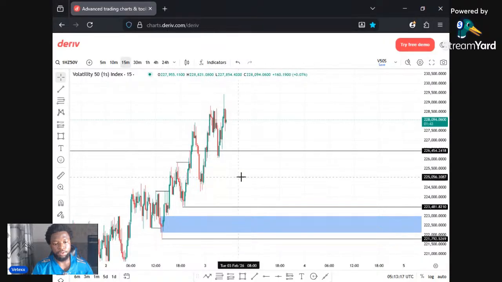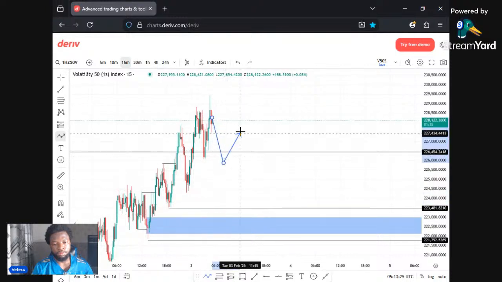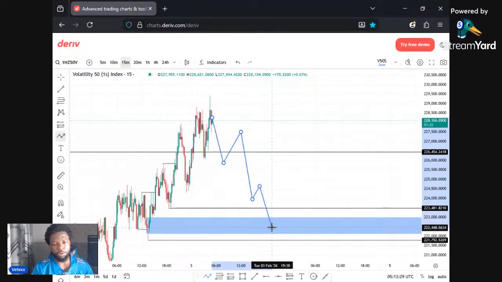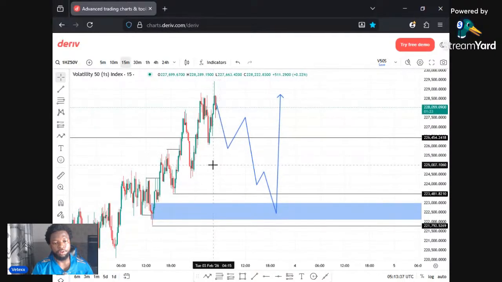So what do we anticipate? Anticipating price to come into this zone, give us confirmation and move to the upside. So this is the setup we have currently. This is what we're anticipating currently.